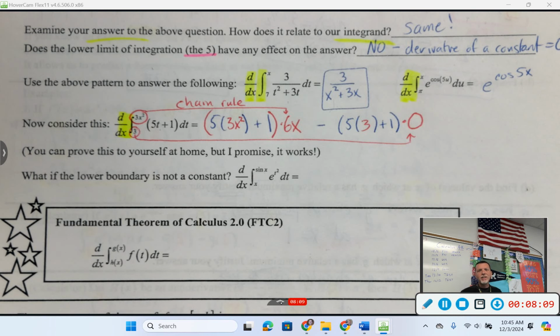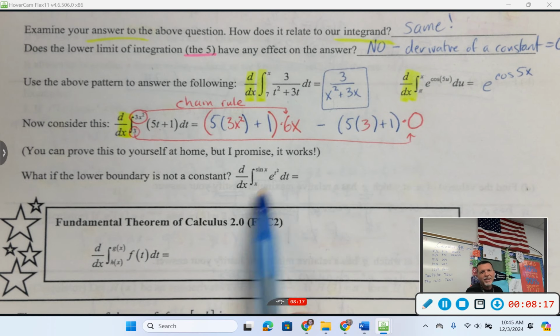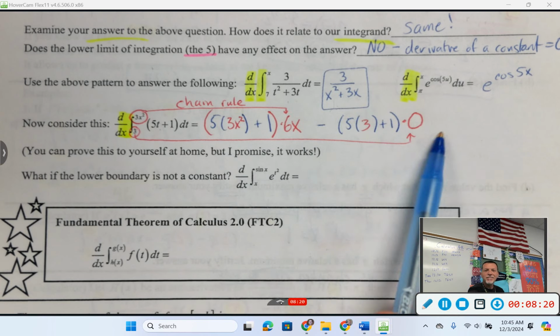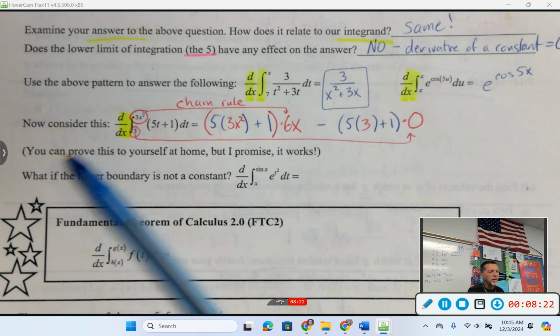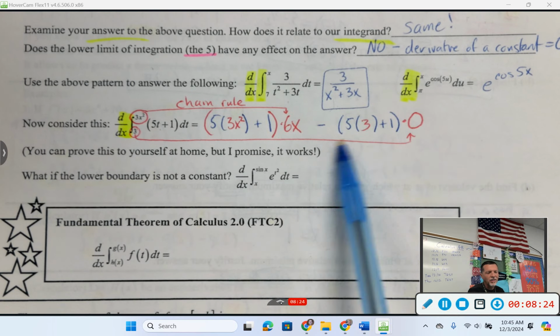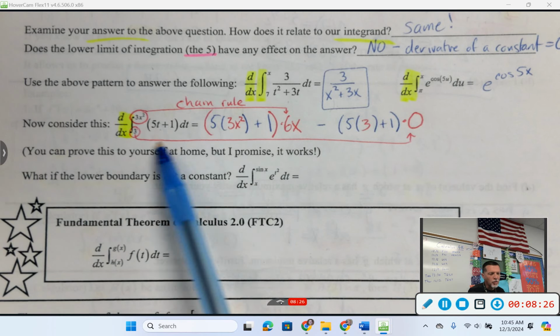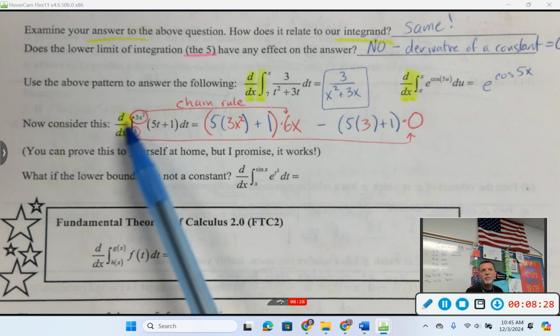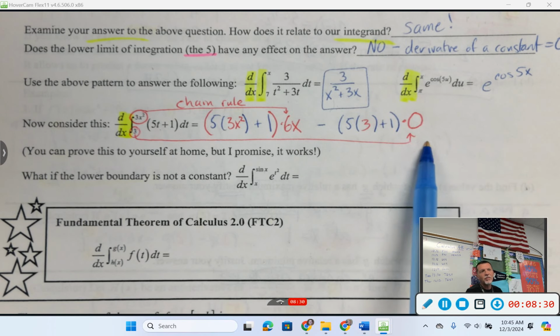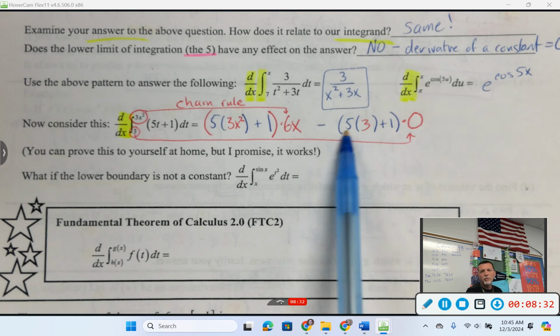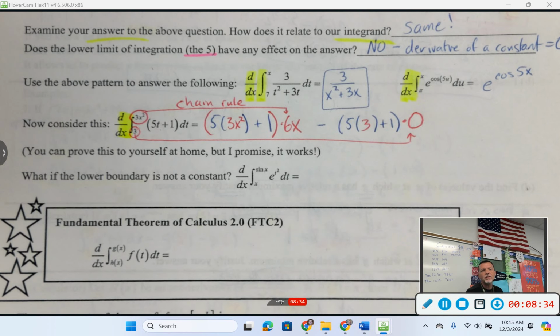Now, the trick is, if you start wiping it out every time and not worrying about it, then when you do have a lower boundary, sometimes people forget about it. So it seems a little excessive to write this out, but at least the first few times I'm going to write it all out just to remind myself that it's still a top limit minus bottom limit. Don't forget the chain rule. And then sometimes we're fortunate enough to where that last piece just goes away.